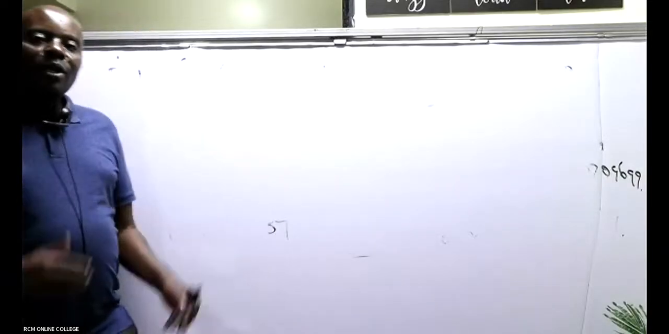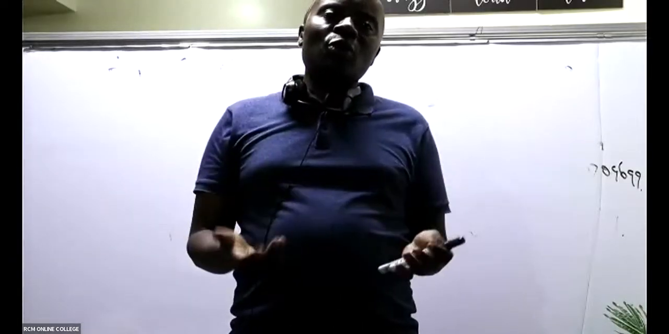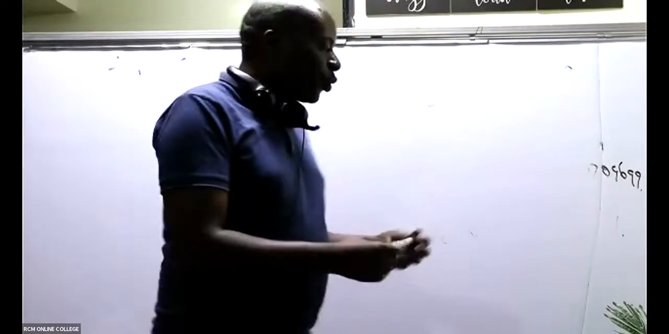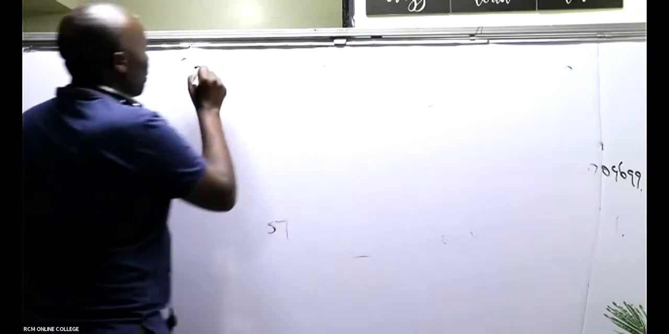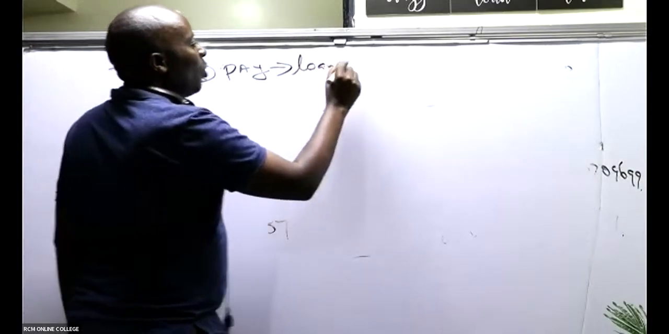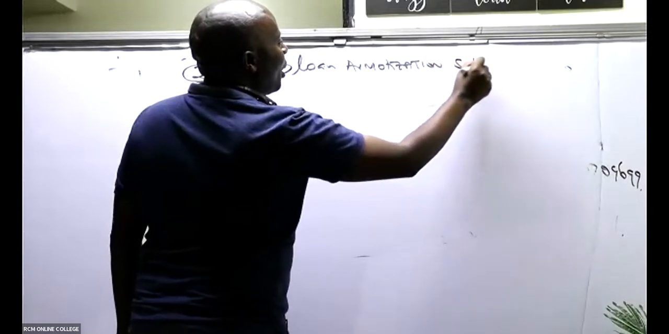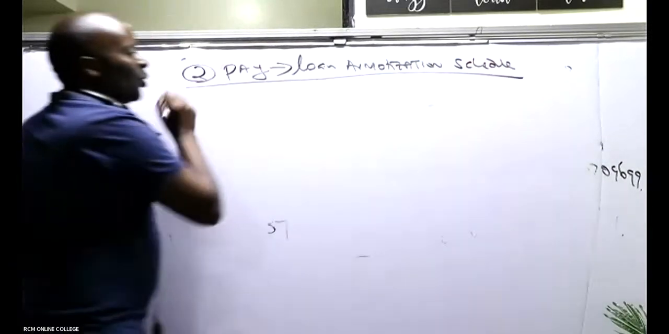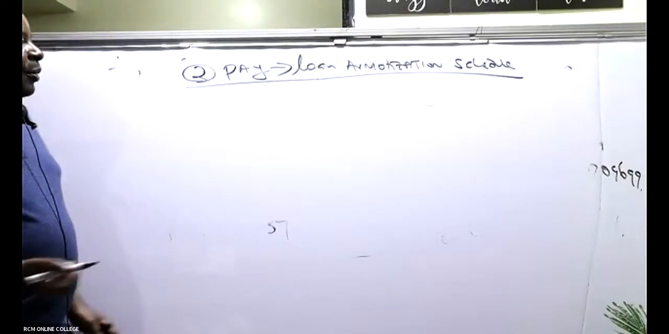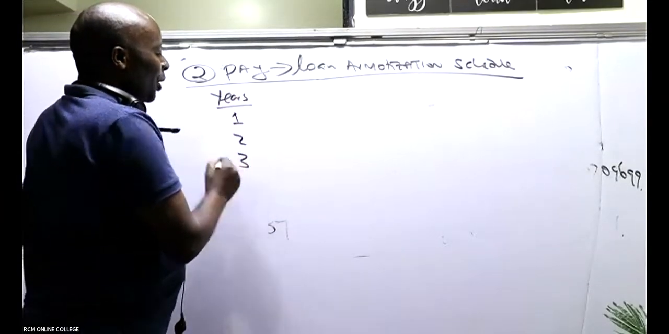Thank you so much. So then, having established a liability, the second thing that we need to do is to pay. So number two, the lease liability shall be paid. So go ahead and pay it. We normally pay it through a loan amortization schedule. So you prepare a loan amortization schedule, because now you know you owe. So remember, we have got 3 years. Years 1, 2, 3.